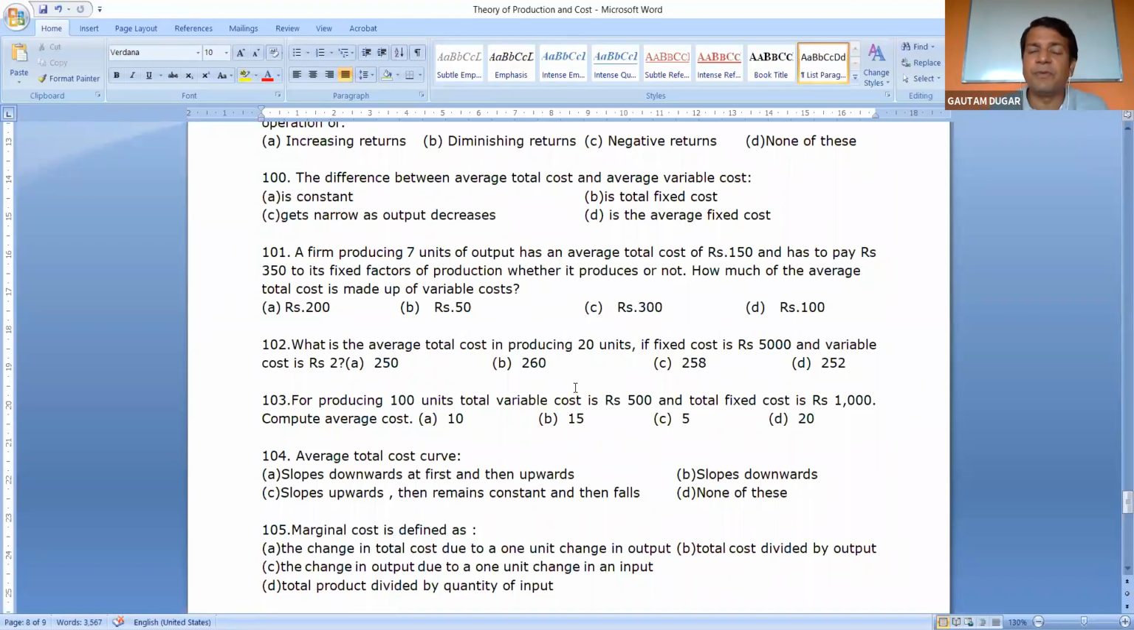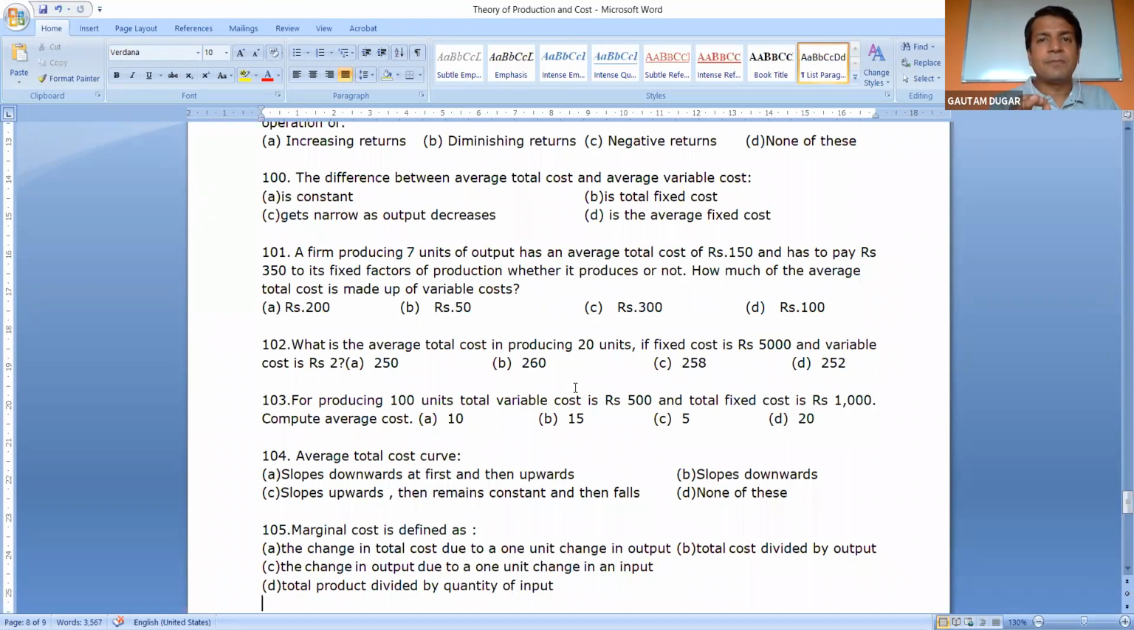I hope some of you got it. If you have a paper and pen, you have to do the calculations. Total cost is equal to 150 into 7, which is 1050. Total cost minus the fixed cost of 350, the total variable cost is 700. But what was the question? The question was how much of the average total cost is made up of variable cost.